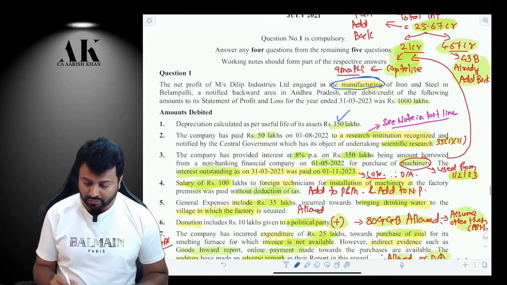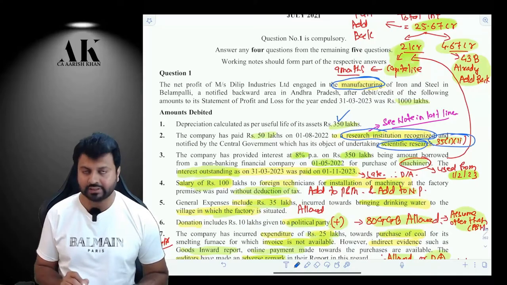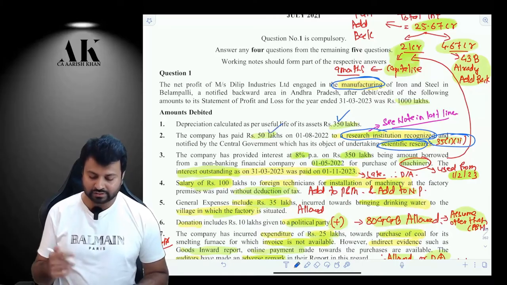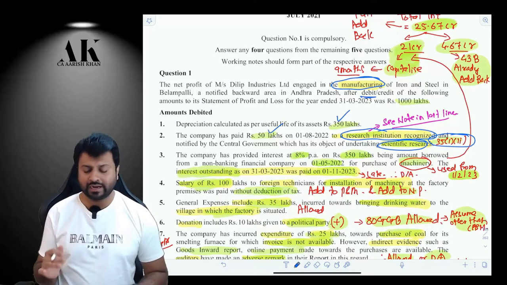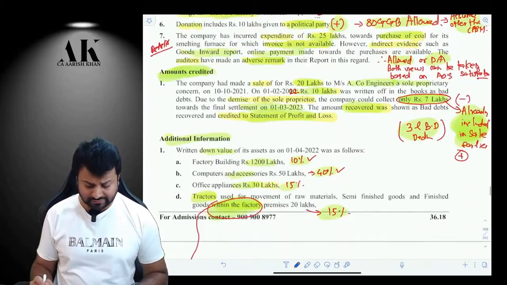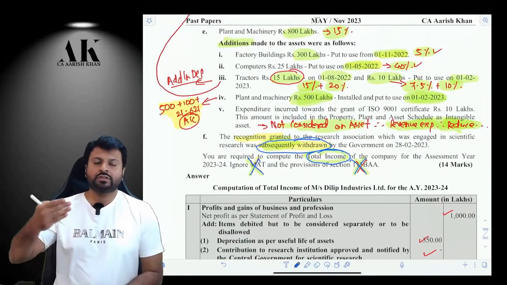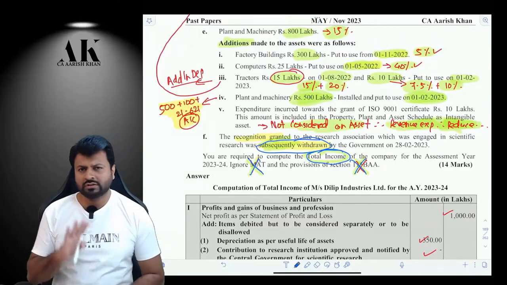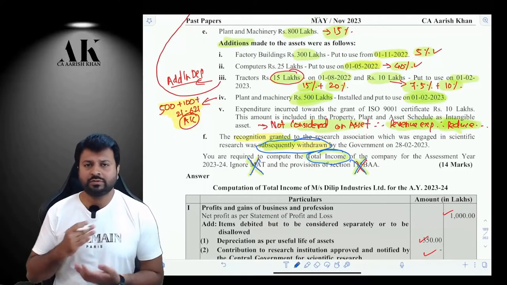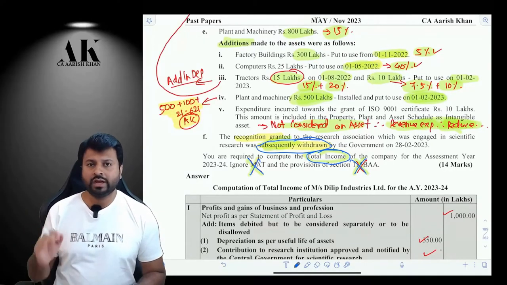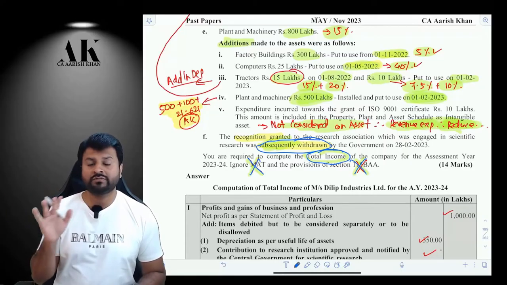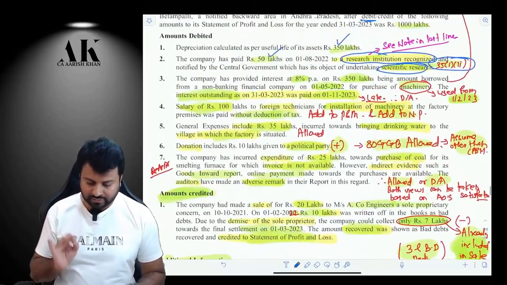Second one is you are giving some donation to a research institution, scientific research. It is allowed as a deduction under section 35(1)(ii), 50 lakhs. So it is already debited. It is already debited. So ignore that. And one very important note is given in the last line, which says that the approval of the research institution was withdrawn after you gave the donation. So will it affect your donation? The answer is no. Suppose if I give you a donation today, today you are approved. And if tomorrow your approval is withdrawn, my donation will not be denied. It will be allowed to you. Don't worry about it. Okay.